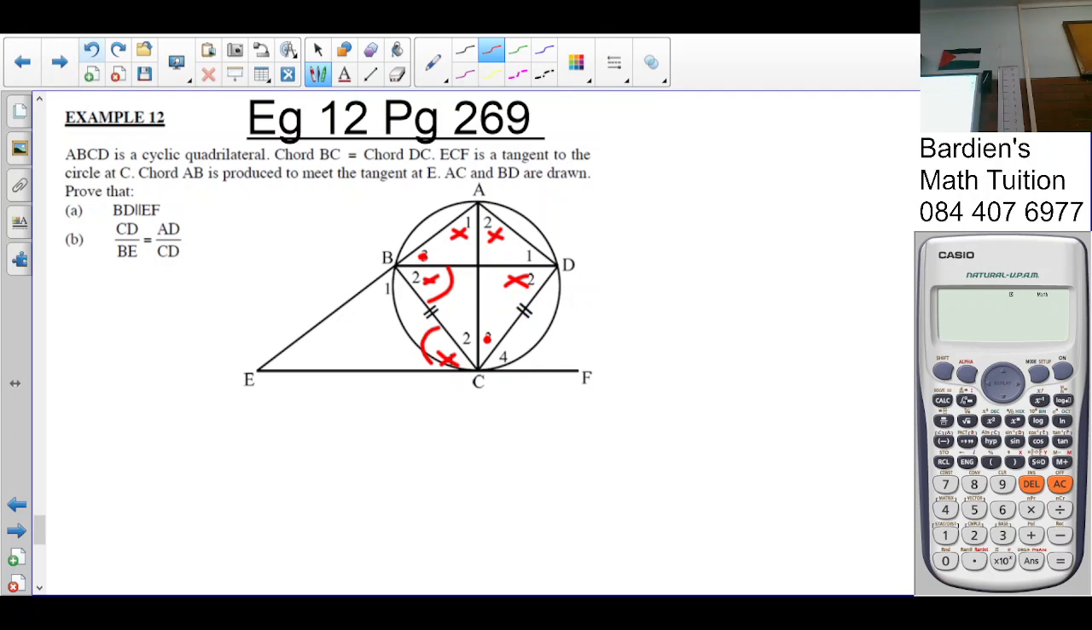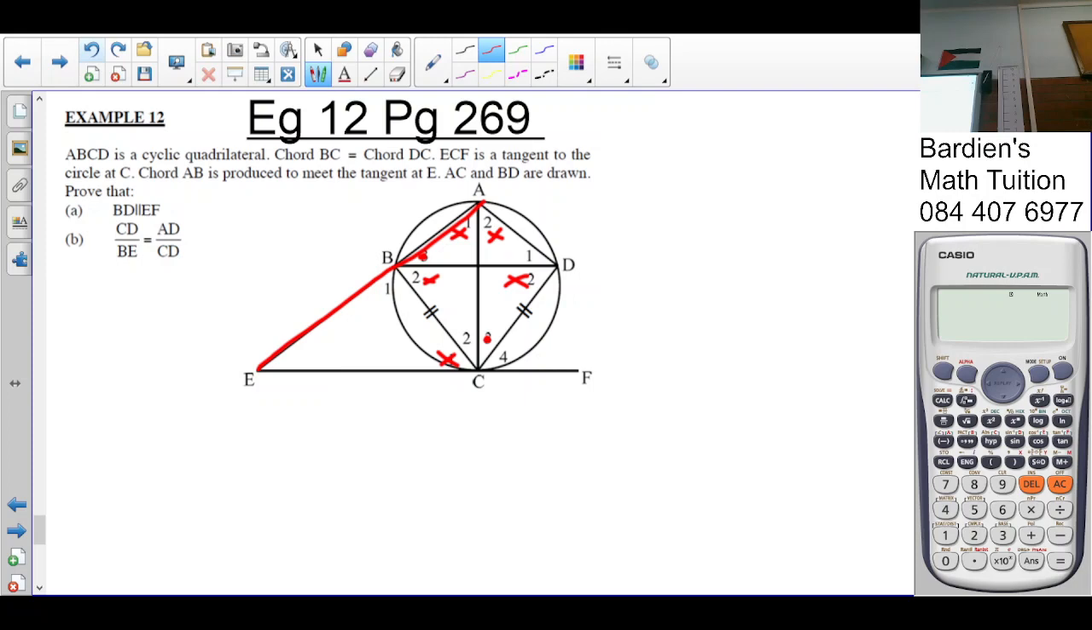If that's the case, what do we know, people? We don't know anything. Okay, I'll tell you. We know that BD is parallel to EF. Why? Because alternate angles are equal. Then we are told at C that chord AB is produced to E, to be tangent at E. AC and BD are drawn.